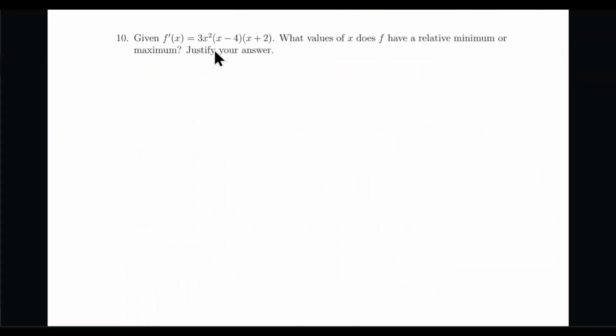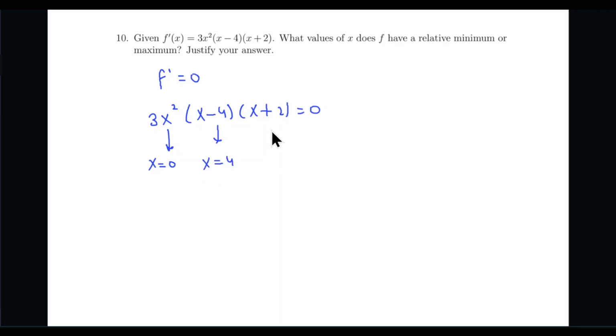Right, here we are given f prime of x and they're asking for what values of x does f have a relative extrema. That's easy because f prime is already given. So I'm just going to set f prime to 0 and then make the sign chart. So 3x squared times (x minus 4)(x plus 2) should be equal to 0, which gives me from here x equal to 0, from here x equal to 4, from here x equal to -2.